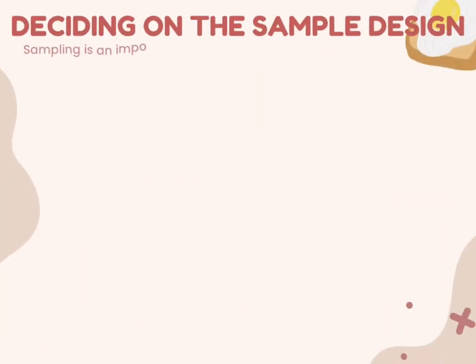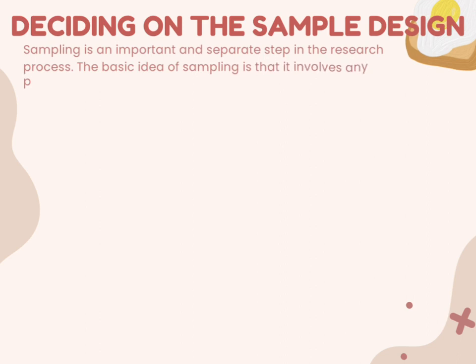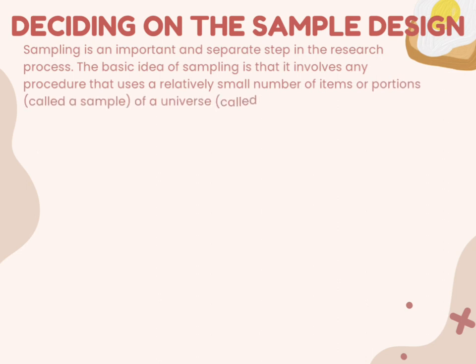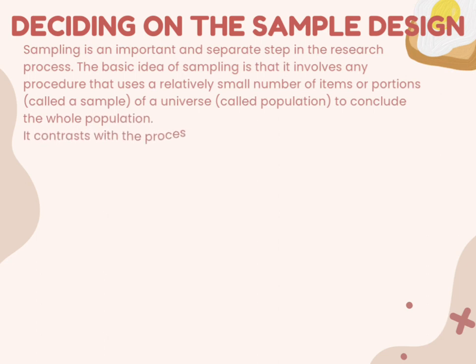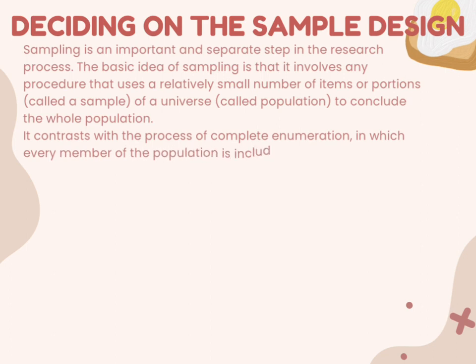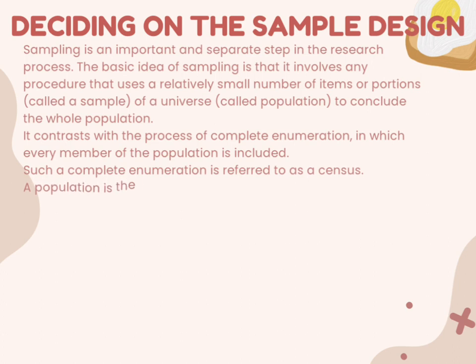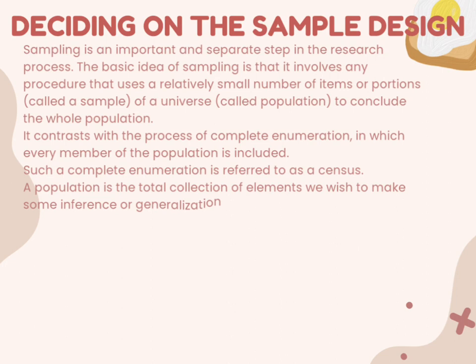Deciding on the sample design. Sampling is an important and separate step in the research process. The basic idea of sampling is that it involves any procedure that uses a relatively small number of items or portions, called a sample, of a universe, called population, to conclude the whole population. It contrasts with the process of complete enumeration, in which every member of the population is included. Such a complete enumeration is referred to as a census.